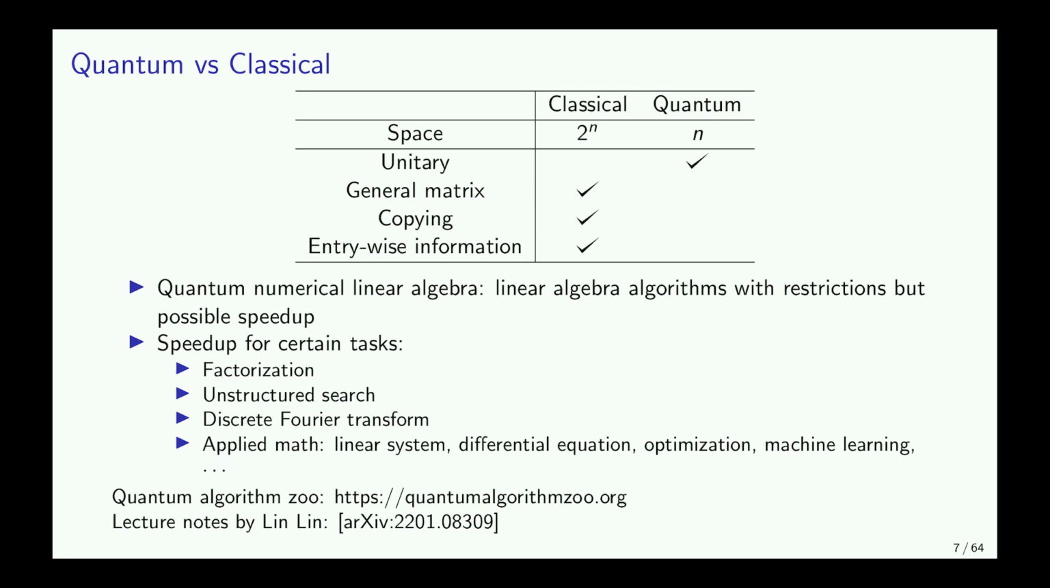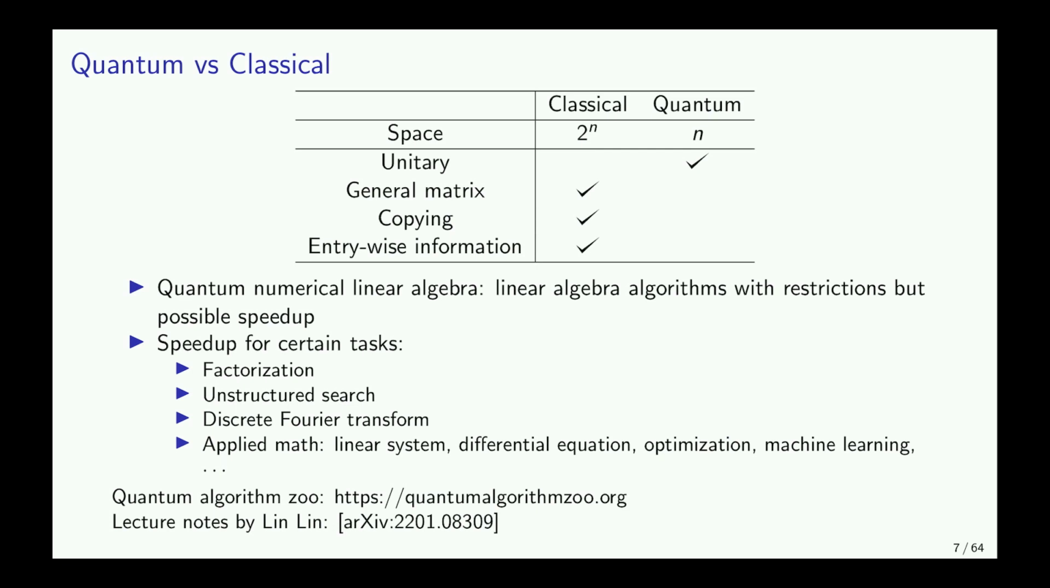So my very rough understanding of quantum numerical linear algebra is basically linear algebra algorithms with restrictions but possible speedup. That is, we have some restrictions from a mathematical perspective. We can only implement a subset of operations. But thanks to the structure of the quantum device, we can obtain some speedup in terms of the dimension as well. So this is the summary of quantum numerical linear algebra.